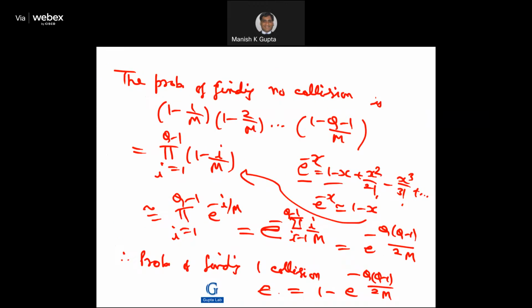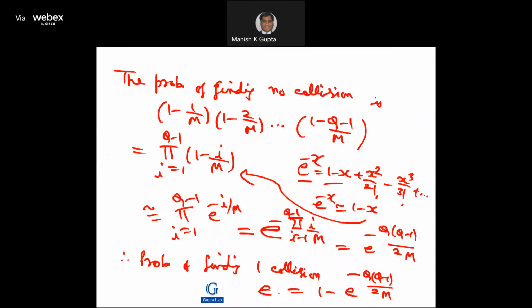Right? So we have 1 minus 1 by m, 1 minus 2 by m, and so on, up to 1 minus (u minus 1) by m. So I can just take the product, and now I do this approximation. We know that e raised to the power minus x is something like this series approximation, so e raised to the power minus x is approximately 1 minus x. So 1 minus i by m, I can replace with e raised to the power minus i by m.